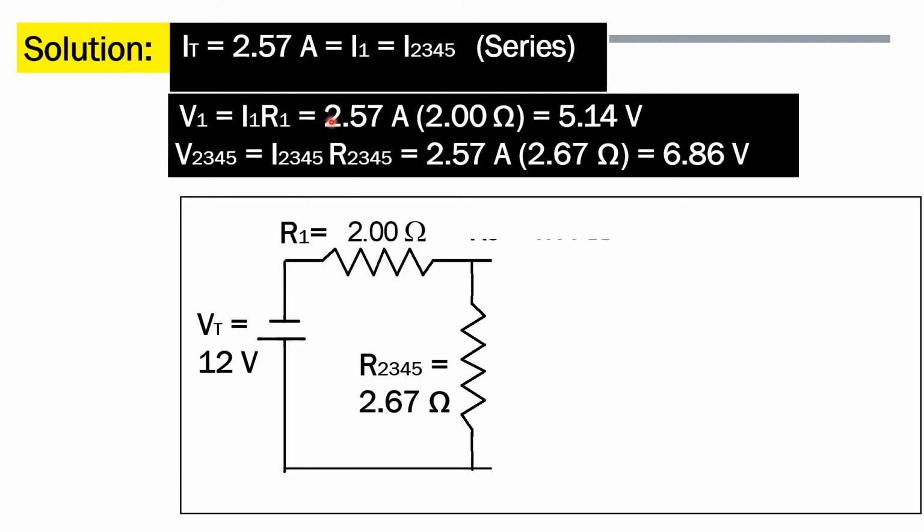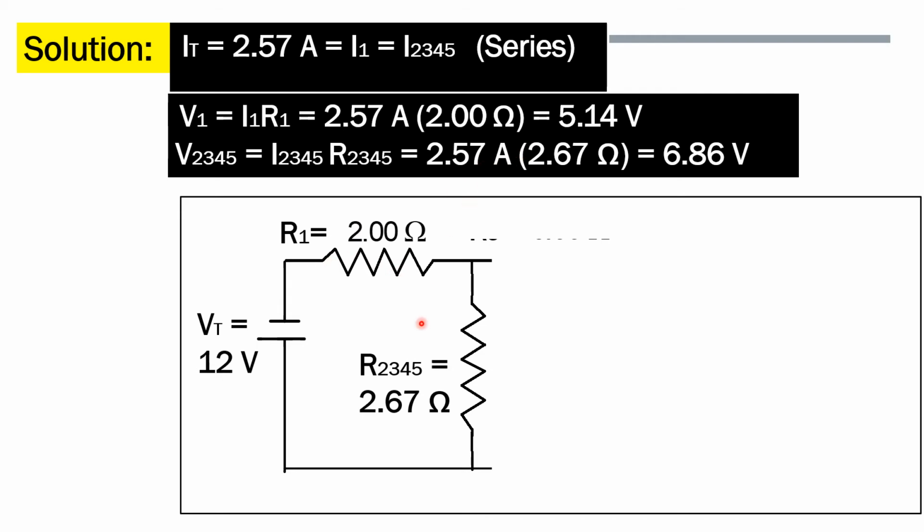So I sub 1 is 2.57 amperes. Multiply it by the given resistance of R1, which is 2.00 ohms, and what we get is 5.14 volts. This is the voltage across resistance R1.